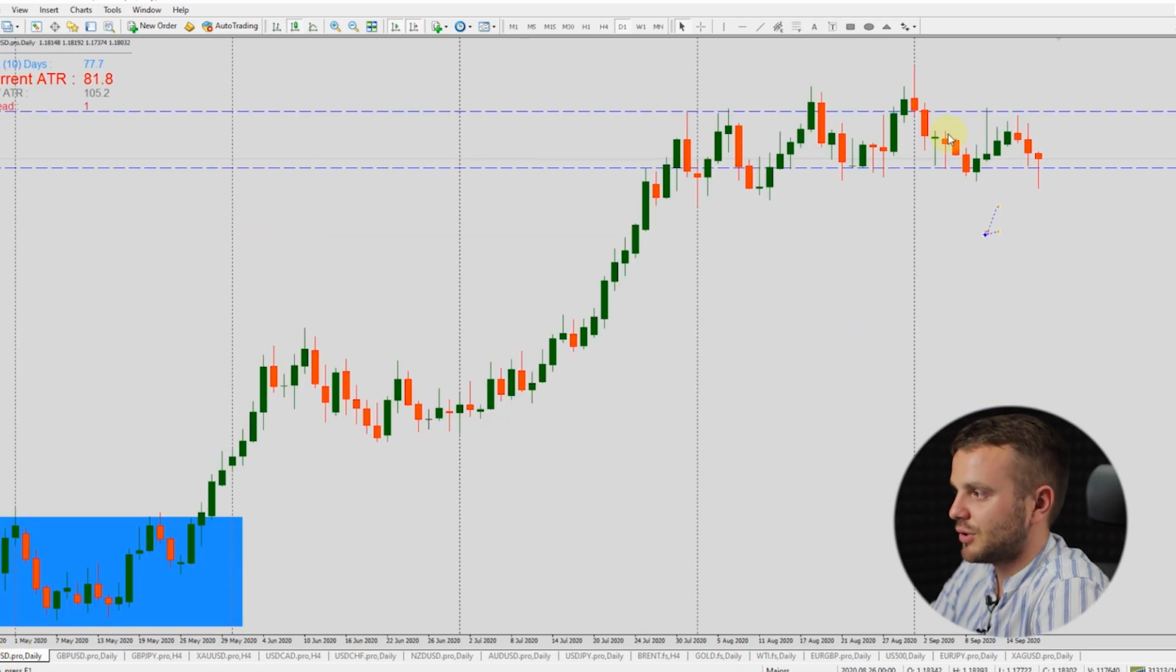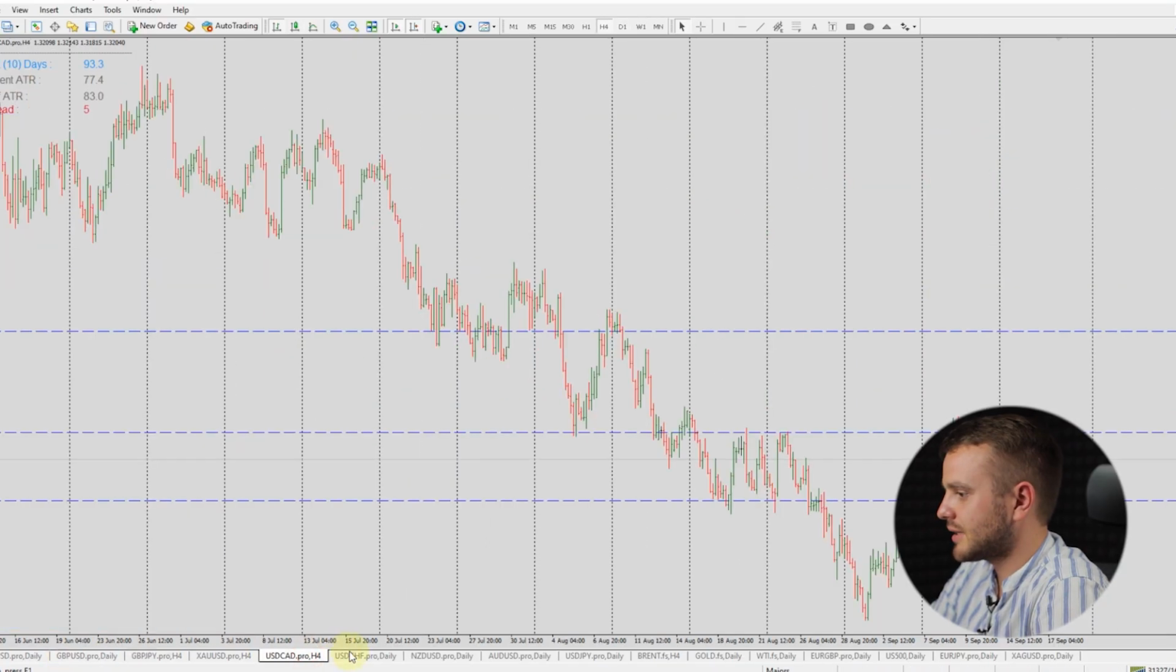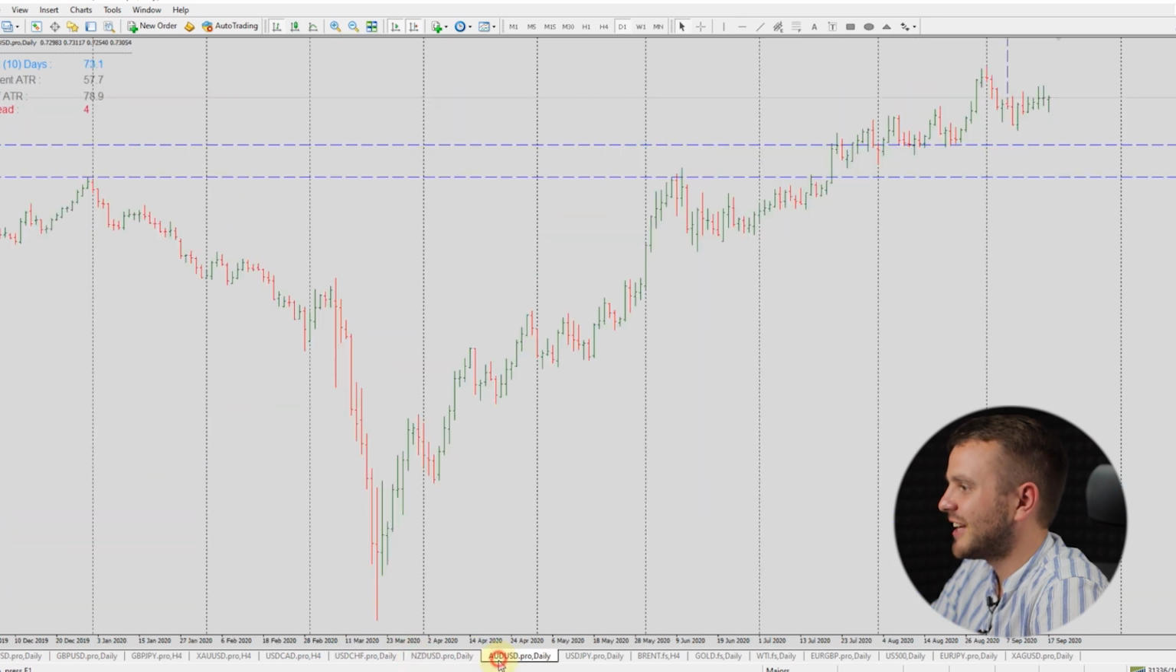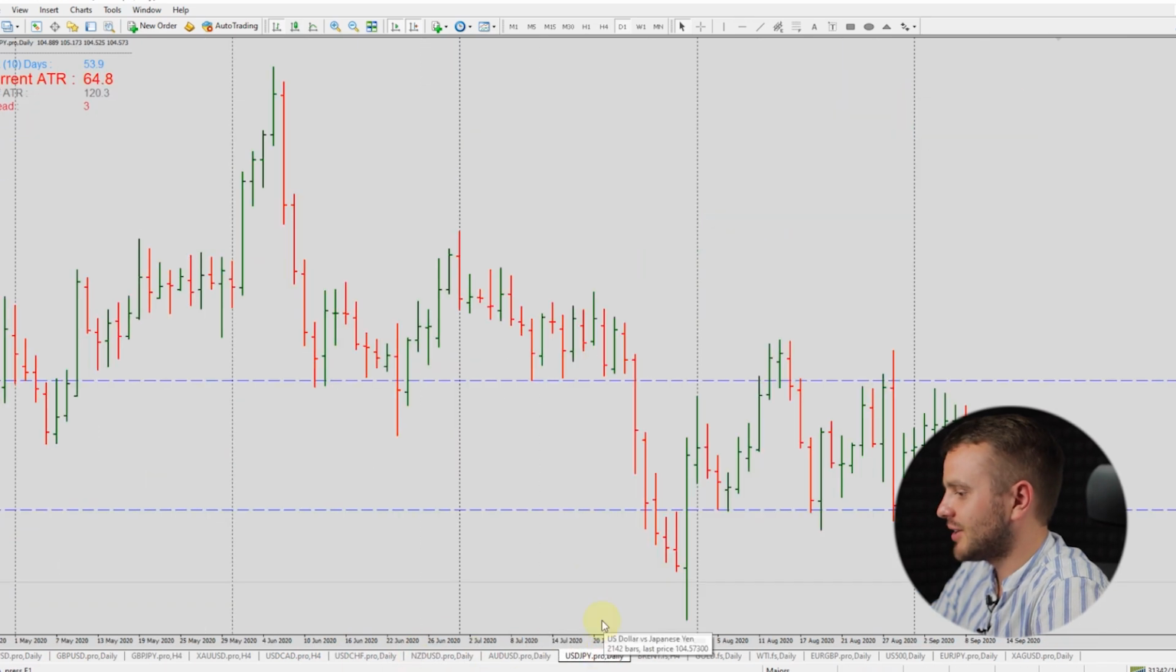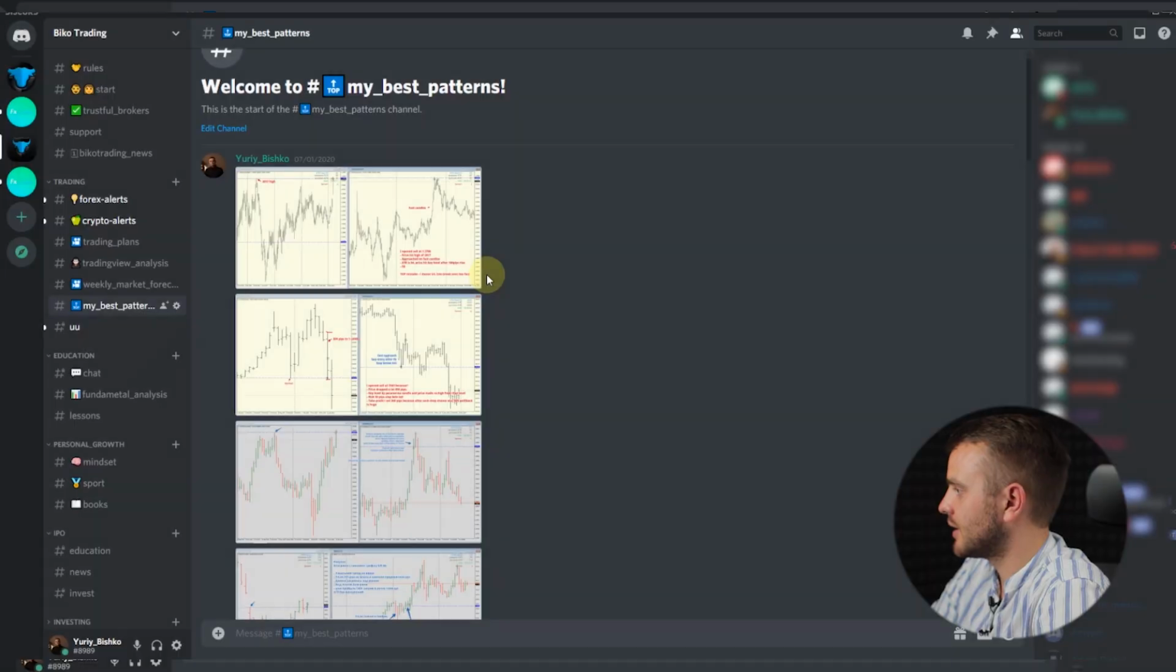But believe me, when you use it, it will help you to benefit a lot because you will understand borders. You will understand borders of volatility. And here is another example of trades which I did based on the ATR indicator, as you can see here.